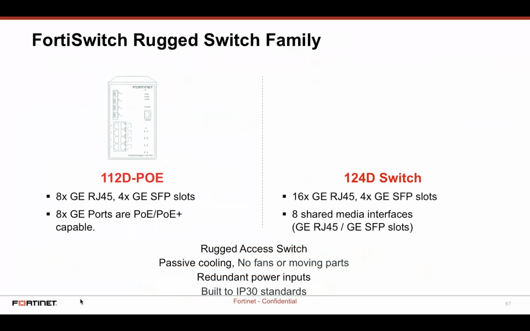In case of OT environments or industrial environments, we do have the 112 PoE switch and the 124D switches. Basically, it's a 12 port switch, eight Ethernet ports and four SFP ports, and it's a PoE plus switch, whereas the 124D is a 16 port Ethernet switch with four additional SFP ports.